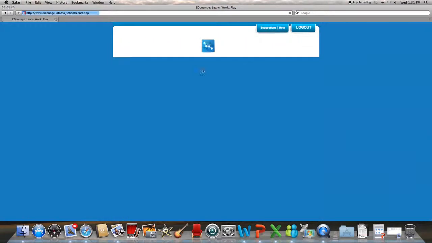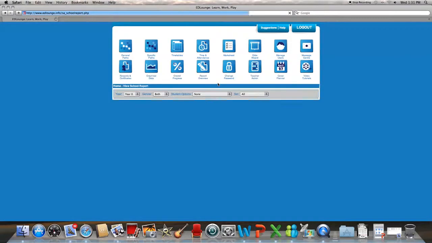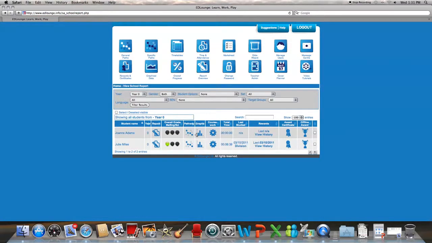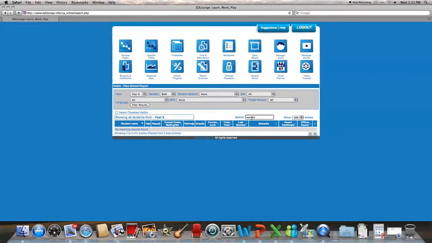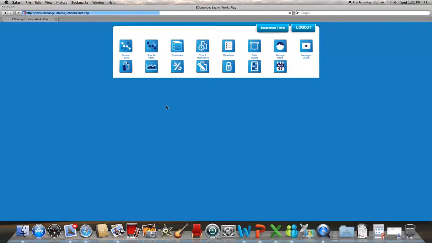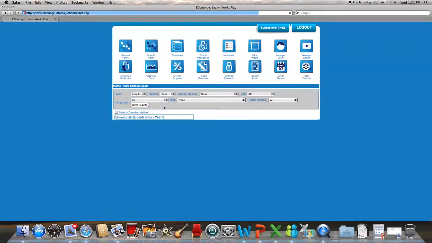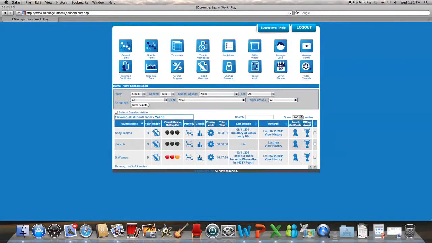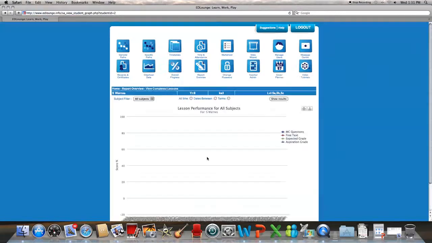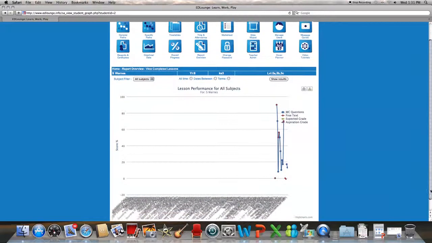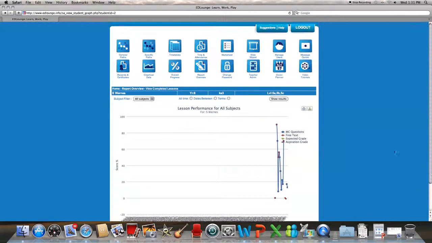Back to that report overview. And if we were to go for Warnes again, guess we're getting familiar. He's in Year 8, of course. Filter results. And there he is. Basically here we can look at graphs, which again is going to give us straight to that aspect that we looked at at the bottom of the other one.